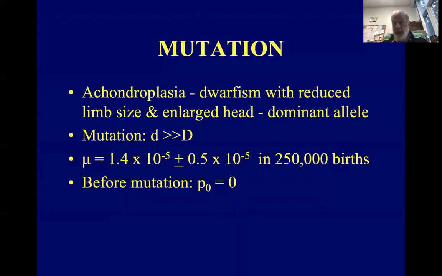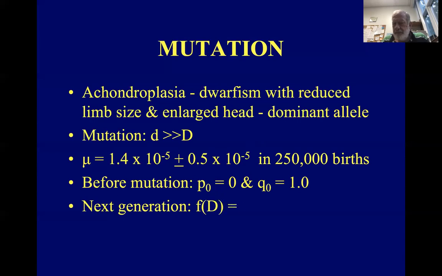So before the mutation rate, P sub naught would be 0 and Q sub naught would be 1, because everyone's little d, normal. So the next generation, the frequency of the big D allele would equal P sub 1, which is just going to be Q sub 1 times the mutation rate. So in other words, since Q sub 1 is 1, it's merely the mutation rate.